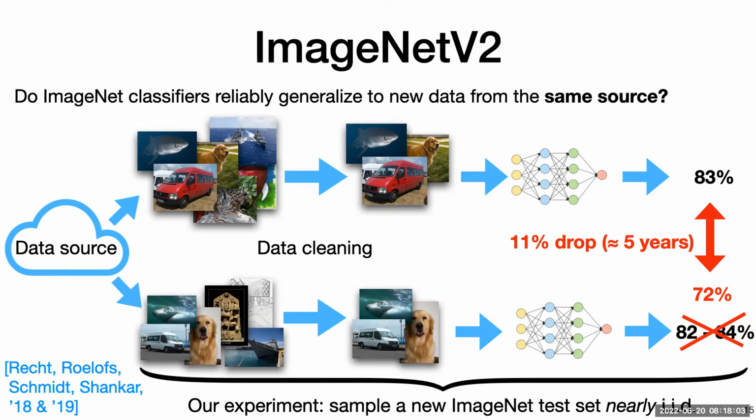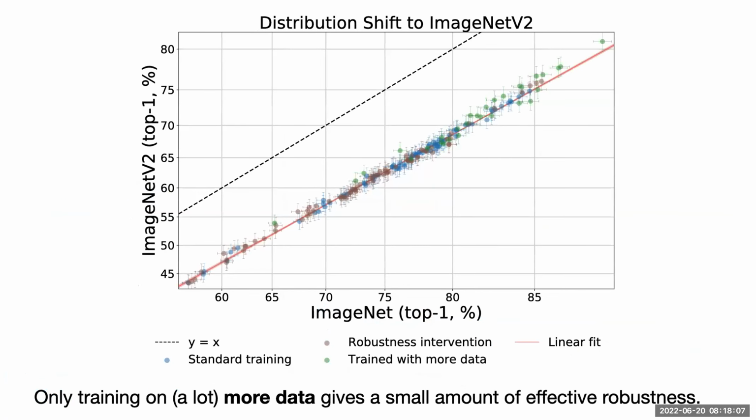Let's look at the results in our scatter plot evaluation. These are now all the 200 models in our testbed evaluated on ImageNet V2. The red line is still fit only to the blue points. Now we have 2 more colors here. We have brown points, which are models with robustness interventions, and we have the green points, which are models trained with more data.